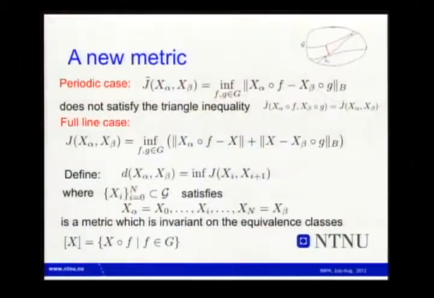But this simply is what we need in the full line. But to use either this or that to get a metric that satisfies the triangle inequality is a nice trick here. You take a finite collection of points going from your left point to your right point, x alpha to x beta, and you take the infimum of this quantity here. And that will give us a metric that satisfies the triangle inequality, and which is invariant on the equivalence classes.